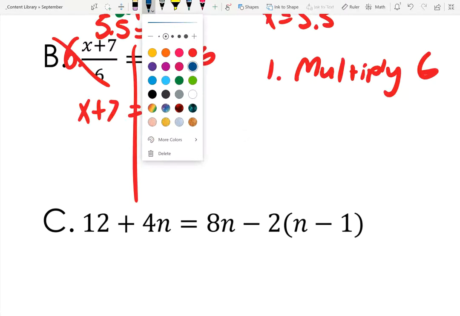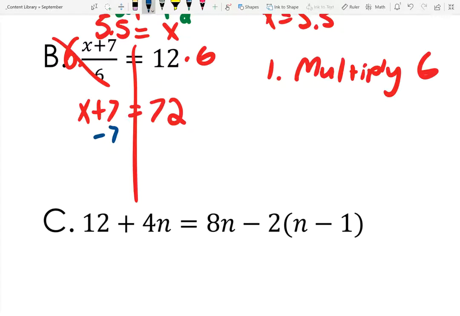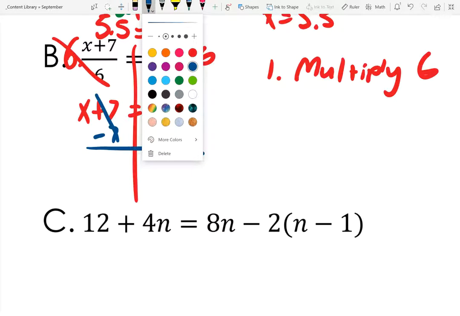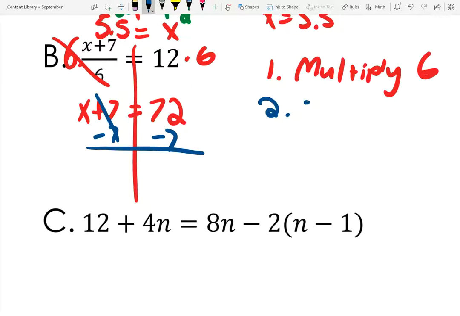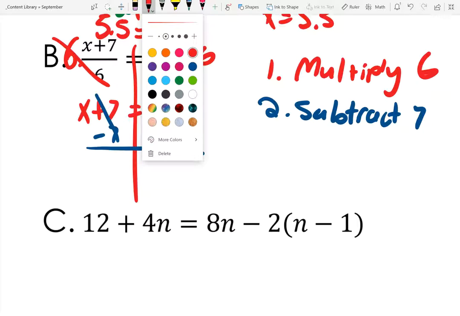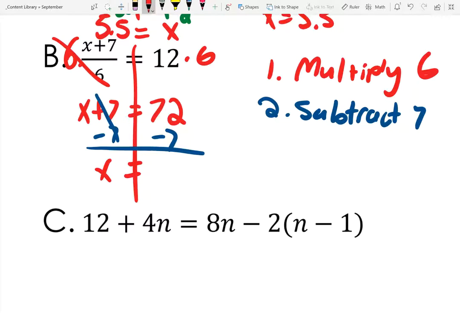And then the second step, all I need to do is get rid of that 7, right? So it's adding 7, so I'll subtract 7 to get rid of it. Step 2 is going to be subtract 7. And this should give us our answer, because after the 7 is gone, the x will be completely by itself. 72 minus 7 is 65. So x equals 65.